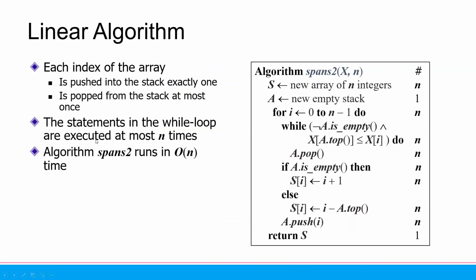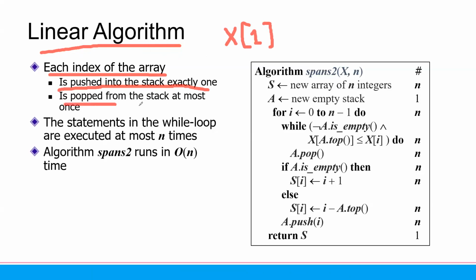This is the algorithm, and we can say this is the linear algorithm. How can we see this? Each index of the array is pushed into the stack exactly once. So if I have the array index, let's say x1, I will push the index 1 into the stack, so it is 1 operation.